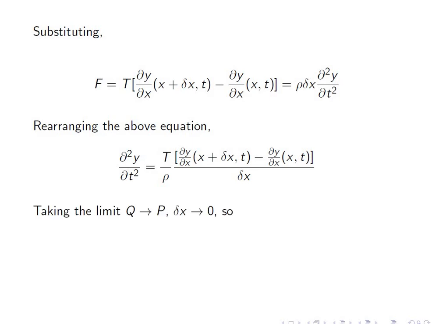Take the limit Q tends to P. Then Δx will go to 0. Then in the right hand side of our equation, (∂y/∂x at (x + Δx, t) minus ∂y/∂x at (x,t)) divided by Δx, as Δx tends to 0, becomes just the rate of change of ∂y/∂x with respect to x, which is just the second order derivative ∂²y/∂x². So the equation becomes ∂²y/∂t² equal to T/ρ times ∂²y/∂x².